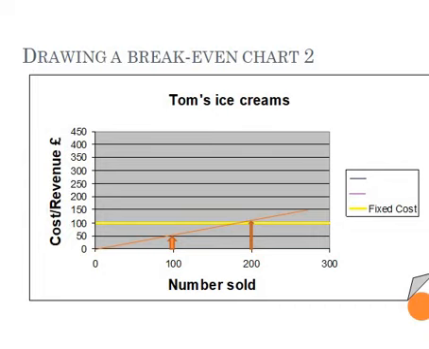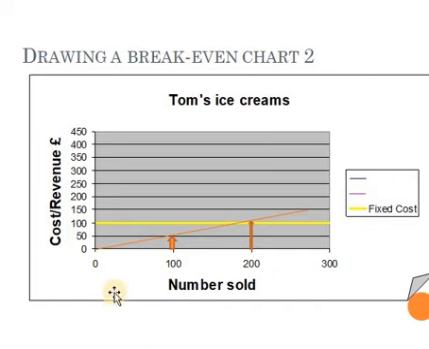Now I want to draw the line related to the variable cost. But first of all, I need to determine what the variable costs include. This includes the cost of raw material and the cost of direct labor. Here in this case, we don't have direct labor because Tom is working himself, but he estimated that the raw material cost for each ice cream is going to be $0.5. So this is the variable cost per unit.